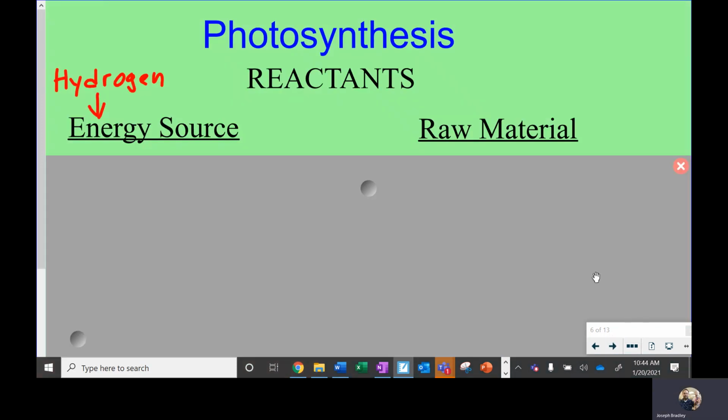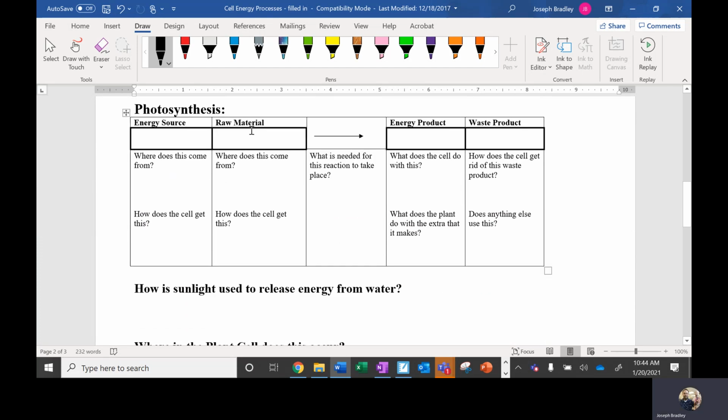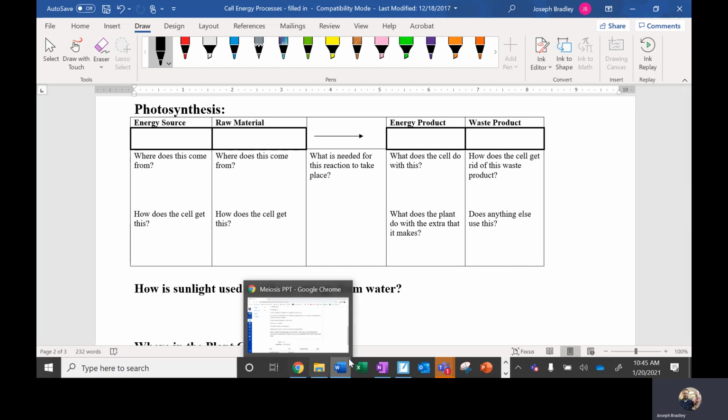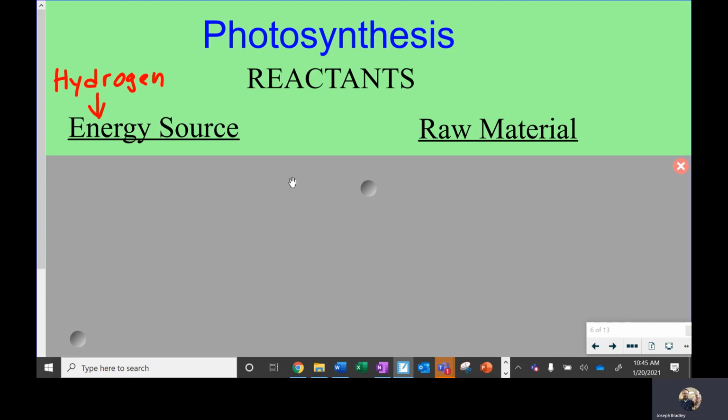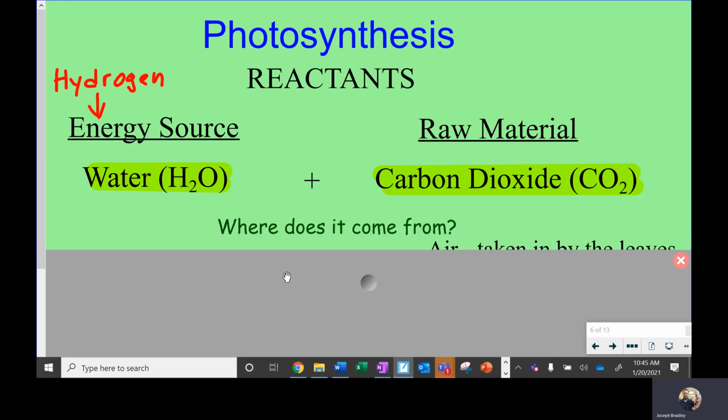All right, so let's move on to photosynthesis. Photosynthesis is going to be on the next page. So again, here's the chemical formula, and we're going to say there's an energy source, a raw material, and then an energy product and a waste product. So if we go back to here, the energy source is going to be a source of hydrogen. In this case, water is the energy source for photosynthesis. Now, water's energy can't be released unless you actually have something that can break off that hydrogen.